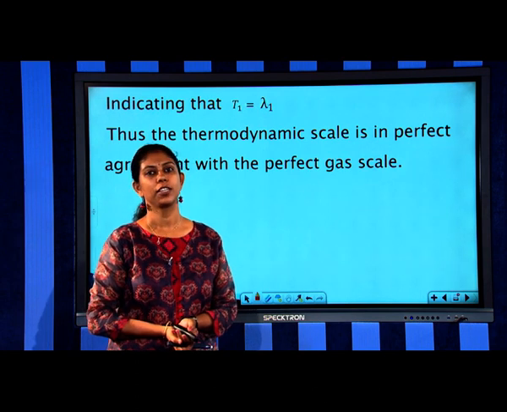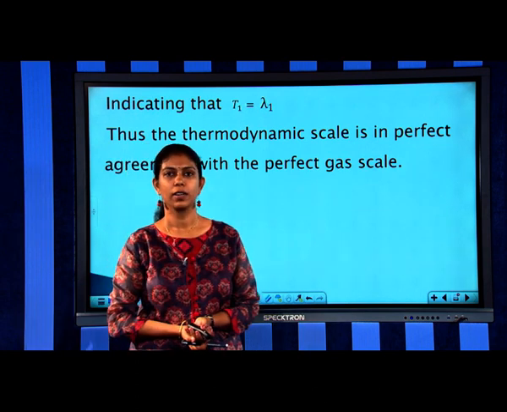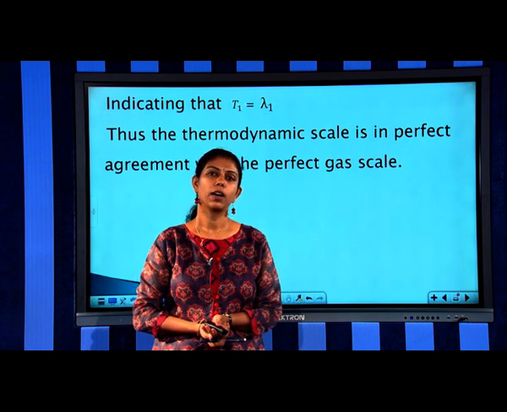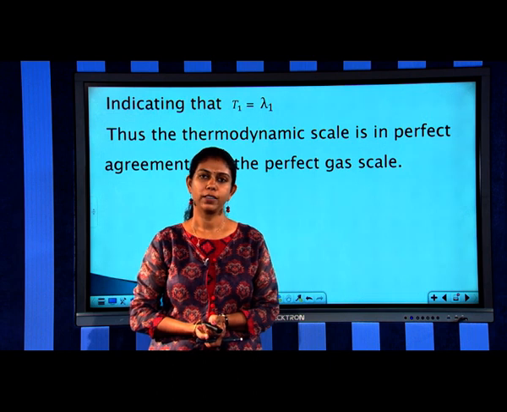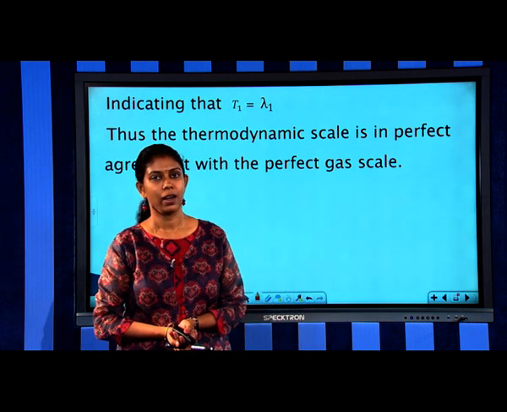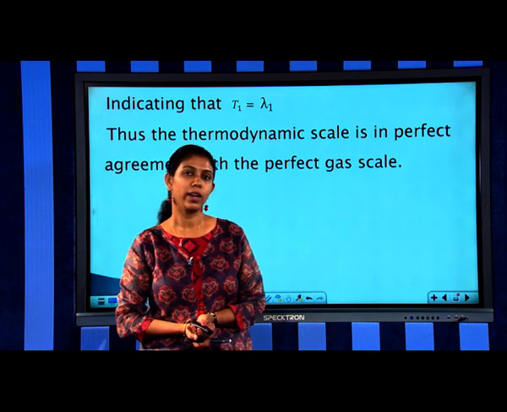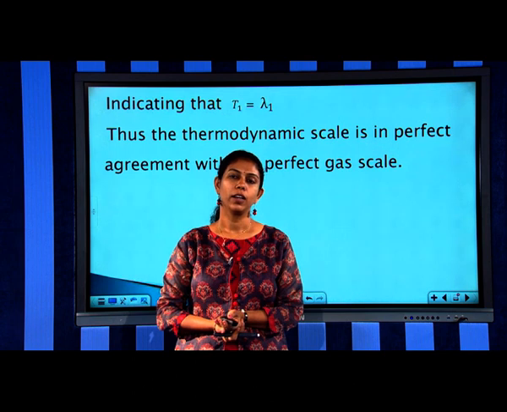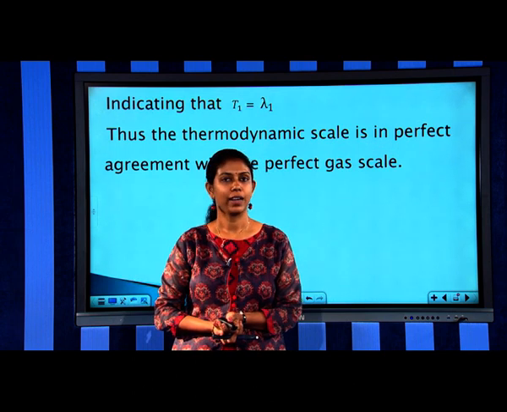Let me conclude the session. Today we discussed the famous Carnot theorem, then we proved the Carnot theorem. Next we discussed the thermodynamic scale and the relation between the thermodynamic scale and perfect gas scale, and we defined 1 degree, then what is 1 Kelvin, etc.